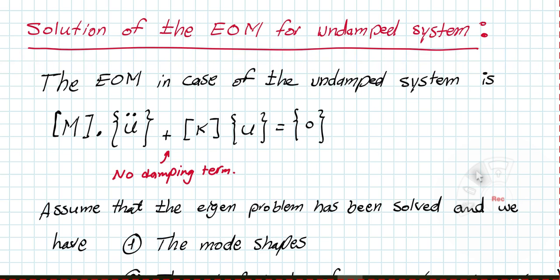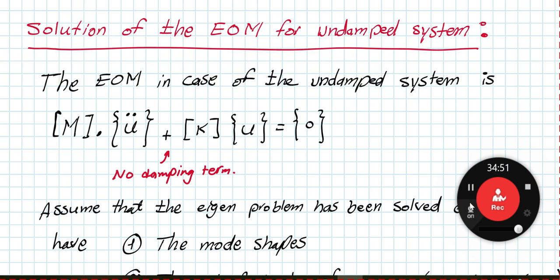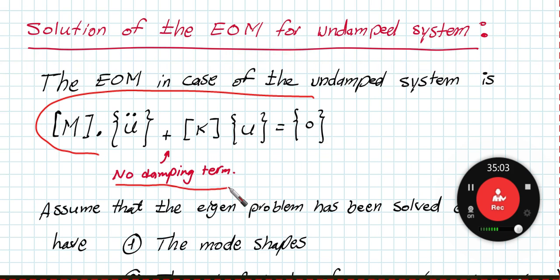So first of all, we want the solution of the equation of motion. As you can see here, this is our equation of motion, and we do not have any damping term. So we try to solve our equation of motion.